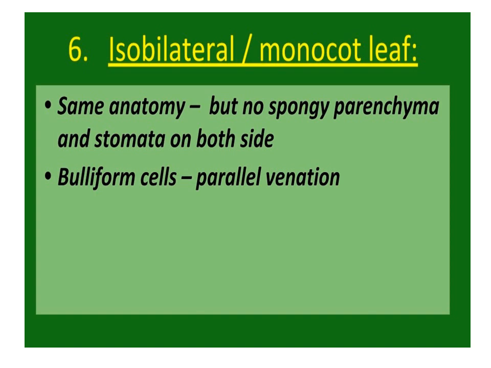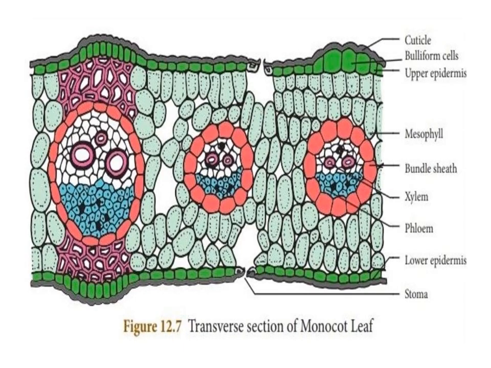The mesophyll is homogeneous and consists of only spongy parenchyma. The vascular bundles are conjoint, with xylem towards the upper surface and phloem towards the lower surface. They are nearly of a similar size except in main veins. It shows parallel venation. Here is the structure of a monocotyledonous leaf, which shows bulliform cells present on the upper side.